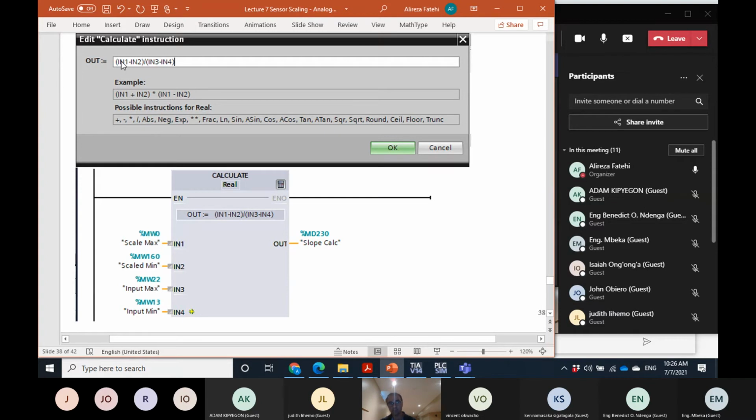And then the formula is input 1 minus input 2, so it's scale max minus scale min, divided by input 3 minus input 4. So just one single instruction. And it is more readable.